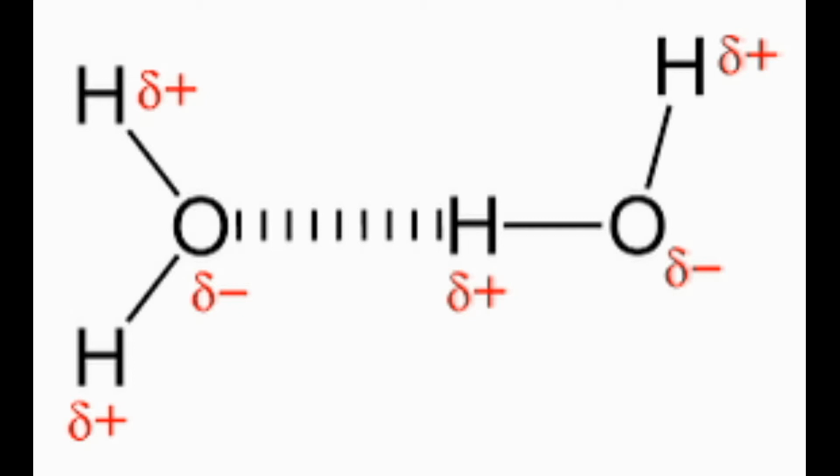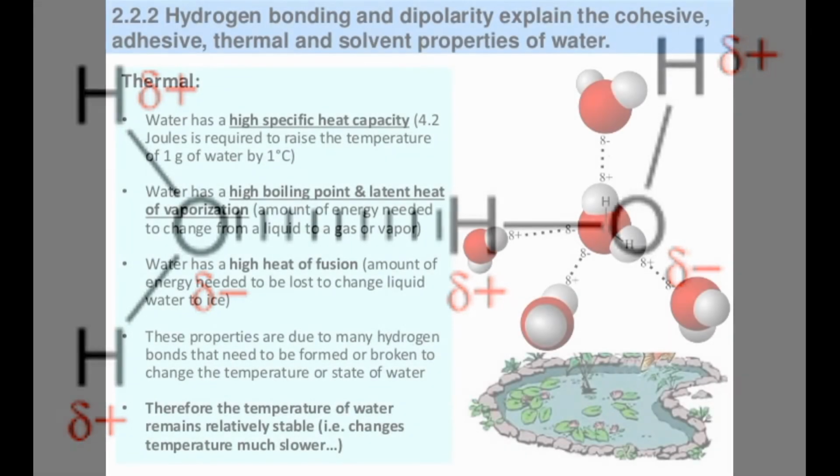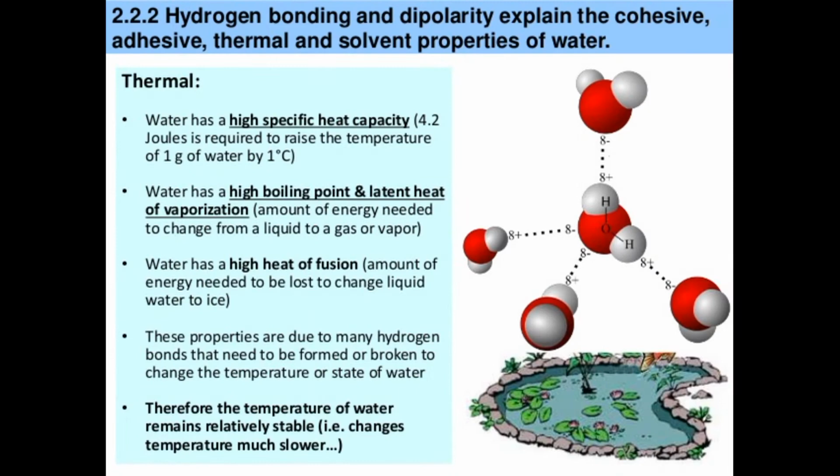In this picture, you can see that deltas are representing the dipoles, which are the partial charges in the polar molecule. Water molecules are constantly forming and breaking these bonds together. In this picture, you can see one molecule being attracted to another molecule of water. And since these bonds are constantly forming and breaking, water is able to flow past itself but also bond to itself. These bonds are also why liquid water has a high specific heat capacity.